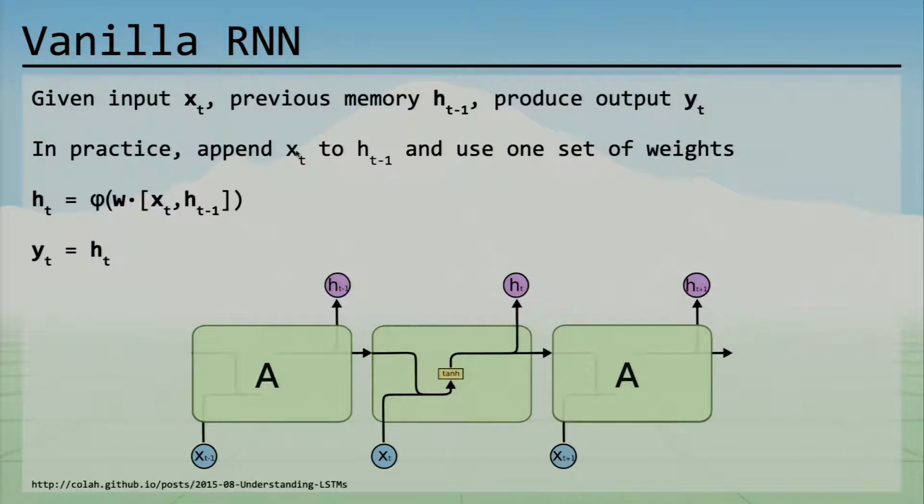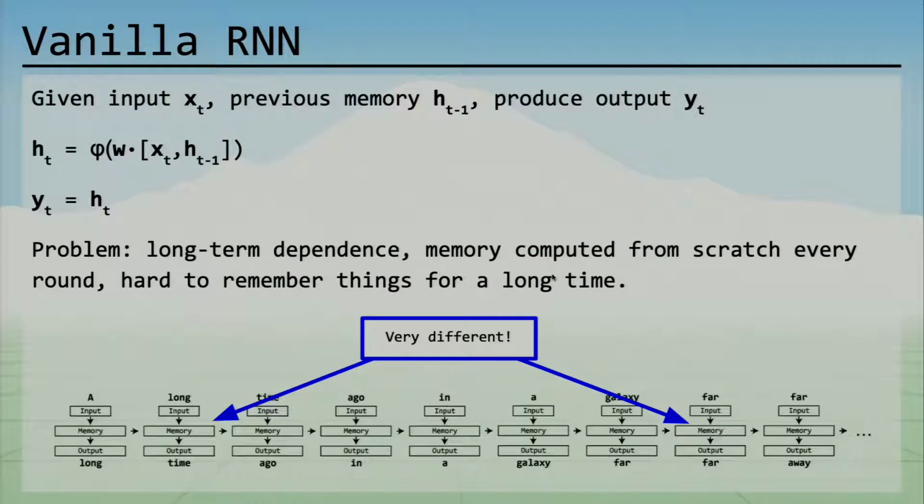So in practice here, we're just going to append those two things together. We're going to multiply them by some weights w, and then apply our activation function. And our output here is going to be the same as our hidden state, basically, our memory for a given time step. So are there any questions about this basic vanilla RNN setup? Every time, we have our previous memory and our current input, and we're generating from scratch some new memory, some new internal state, which is also going to be the output of this network.